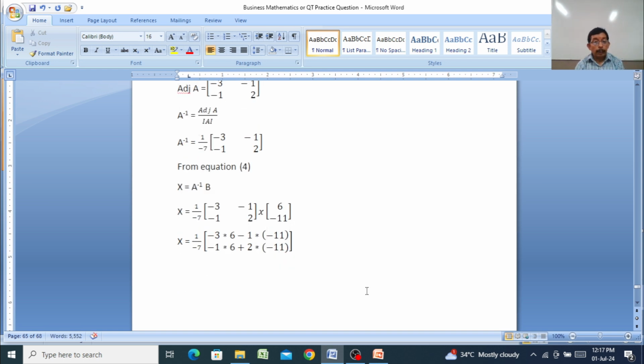First row multiplied by the first column, then we get the first element, minus 3 multiplied by 6. Then the second element of the first row, minus 1, is multiplied by the second element of the column, minus 11. First row, first column multiplication is complete. No more column, then we come to the second row multiplied by the first column. Then we get minus 1 multiplied by 6, then plus 2 multiplied by minus 11. Simplify in the next step, then we get the value of x.